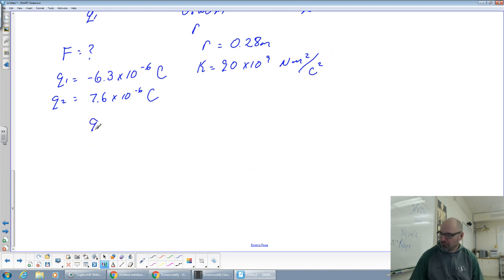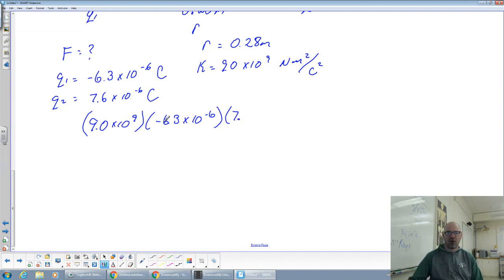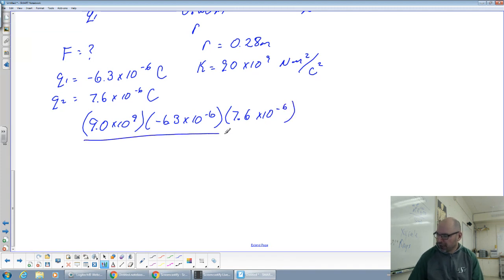Okay, so we'll plug these in now. 9.0 times 10 to the 9 for the K. First Q, negative 6.3 times 10 to the negative 6 coulombs. And now, you don't need to worry about the negative. The negative and positive tell us whether we're going to have attraction or repulsion. Okay? So this would be 7.6 times 10 to the negative 6. And then we're going to divide that by 0.28 squared.